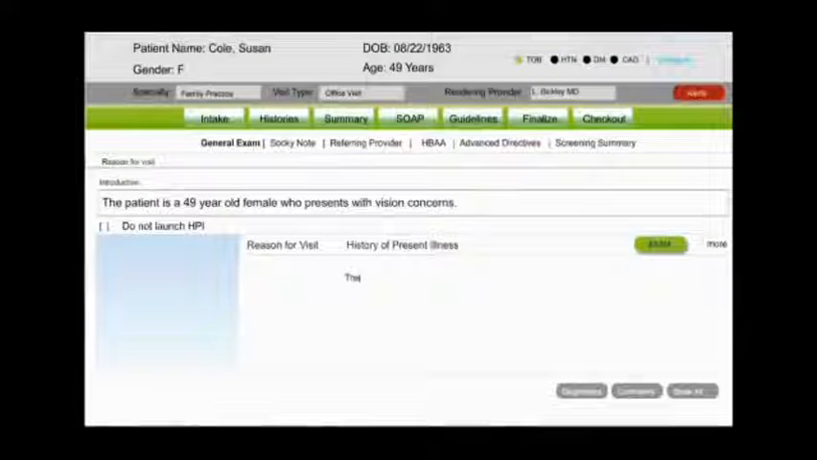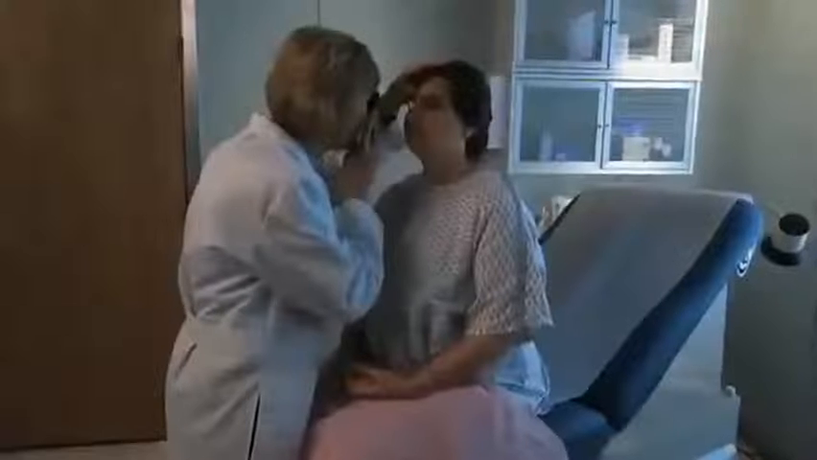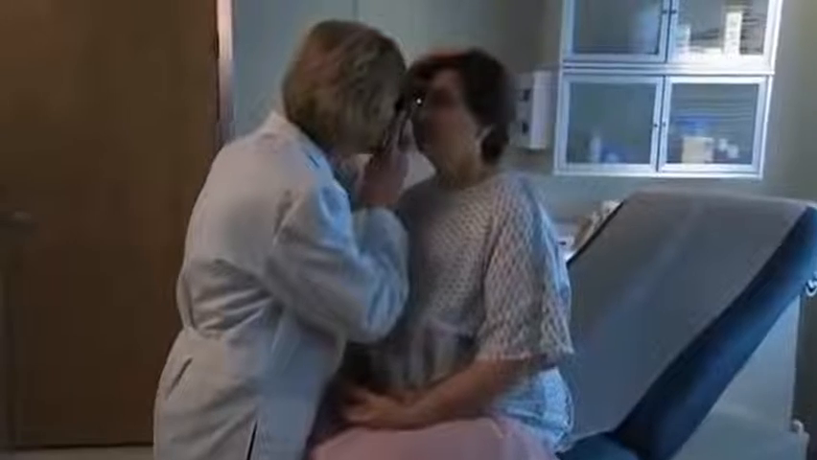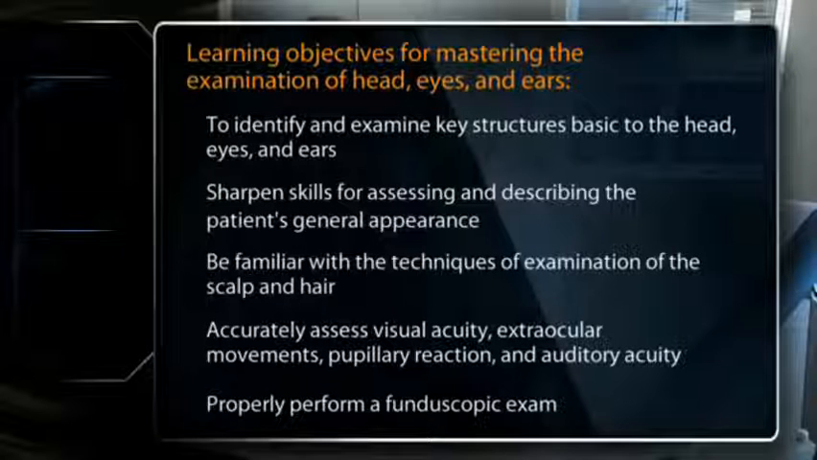Remember that a clear, well-organized clinical record, employing language that is neutral, professional, and succinct, is one of the most important adjuncts to patient care. The skull is normocephalic and atraumatic. Hair has average texture. Eyes with visual acuity 20/20 bilaterally. Sclera white, conjunctiva pink. After practice and further review of this video, make sure you have mastered the important learning objectives for examining the patient's head, eyes, and ears.